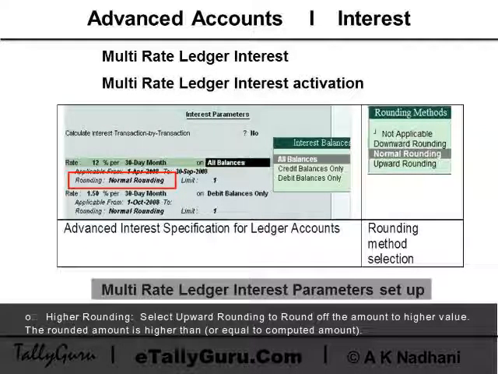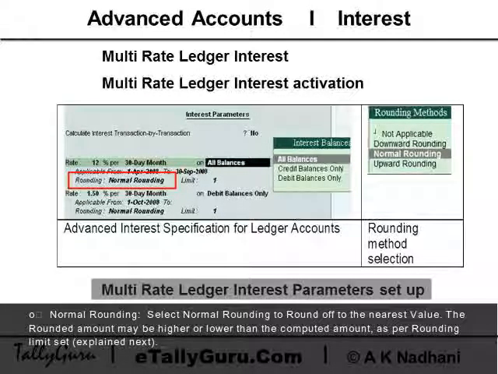Higher rounding: select Upward Rounding to round the amount to a higher value. The rounded amount is higher than or equal to the computed amount. Normal rounding: select Normal Rounding to round to the nearest value. The rounded amount may be higher or lower than the computed amount as per the rounding limit set.